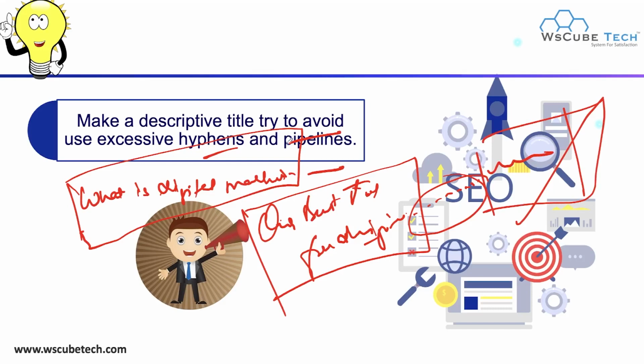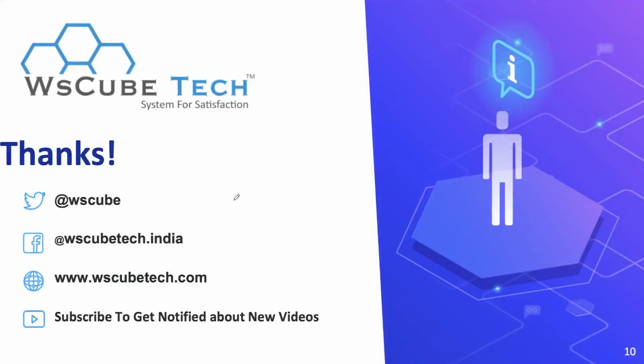Why? Because sometimes search engines consider the text after your hyphen or the pipeline to be secondary text. So that's why they only show the text which is before your hyphen or the pipeline. So that's why you have to avoid excessive hyphens or pipelines here, and you have to make your title descriptive. So this is all about your title optimization, how you can do title optimization of your website.